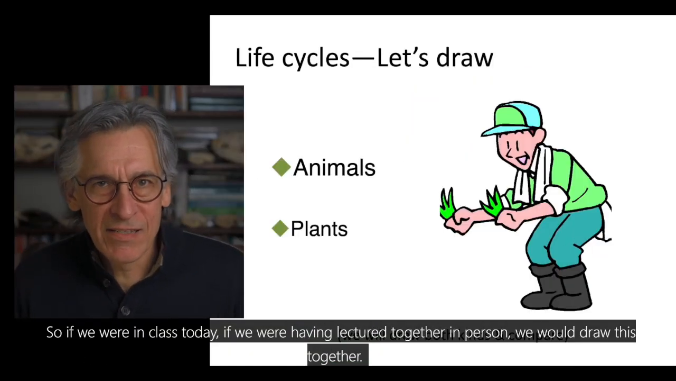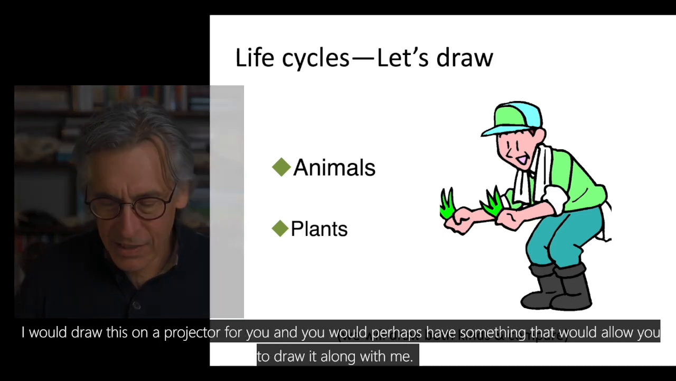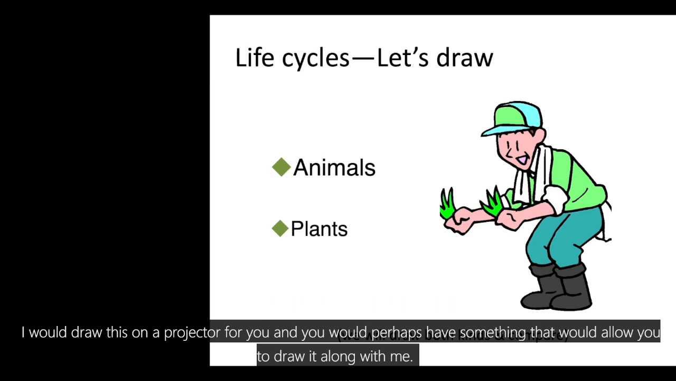So if we were in class today, if we were having lecture together in person, we would draw this together. I would draw this on a projector for you, and you would perhaps have something that would allow you to draw it along with me. So let's draw this. First of all, let's draw an animal life cycle.